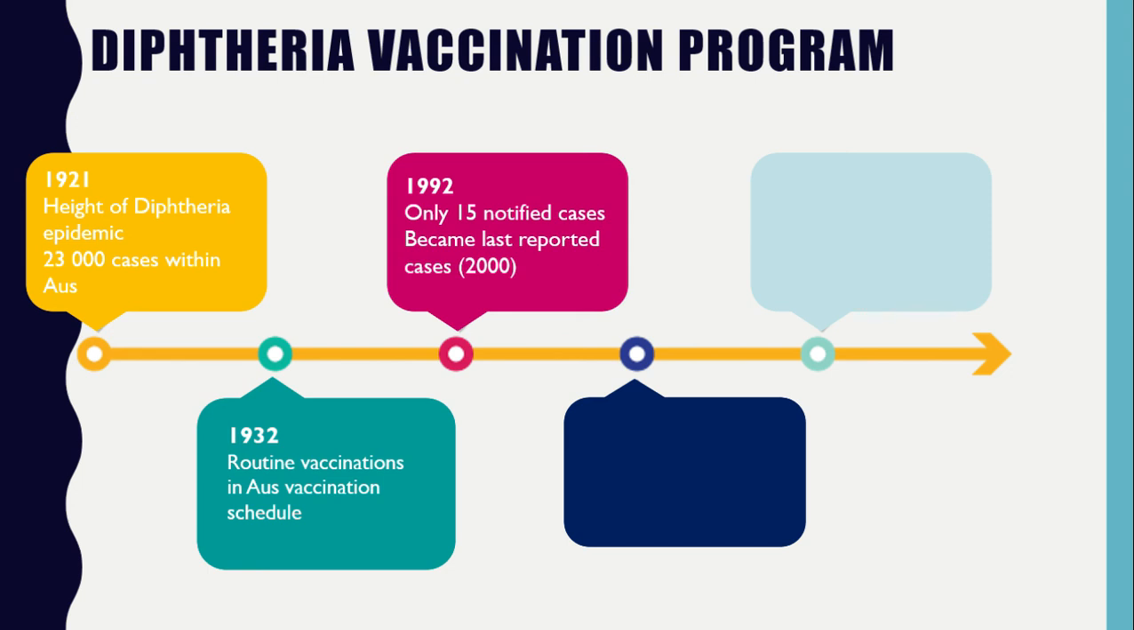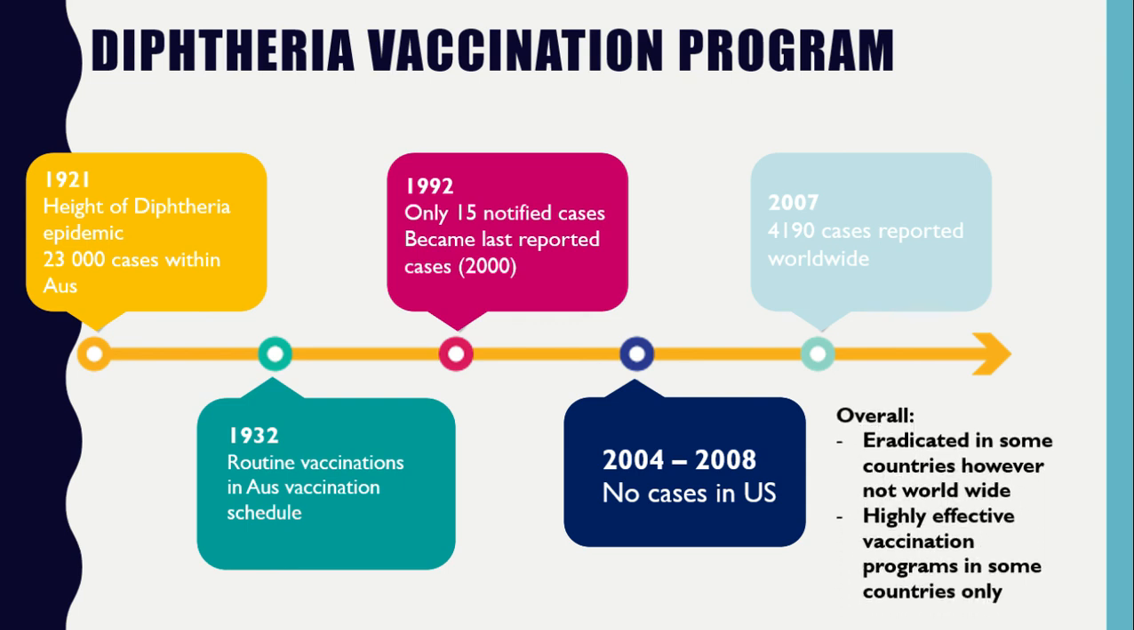Furthermore, in the US, no cases of diphtheria were recorded between 2004 and 2008. However, in other countries, the disease was still present, with 4,190 cases reported worldwide in 2007, with high likelihood of an underestimation of the actual number of cases. Therefore, diphtheria vaccination programs were effective in some countries, however not worldwide.